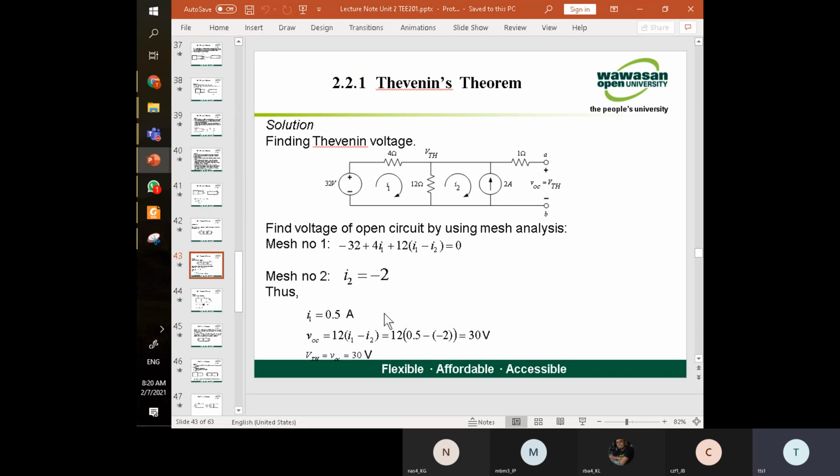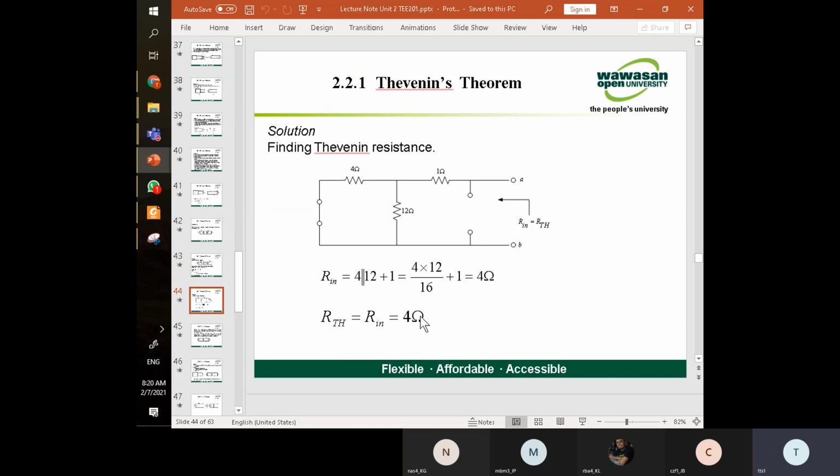The example here is to go ahead and calculate mesh 1 and mesh 2. You can read this by yourself. If you encounter any problem, you can talk to me again.